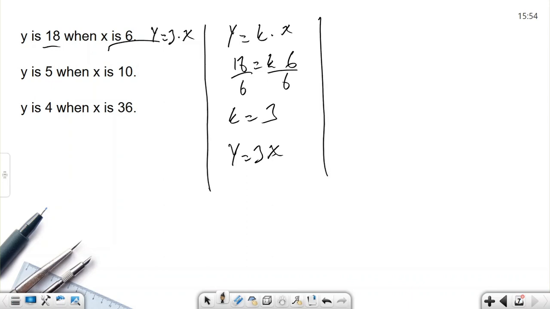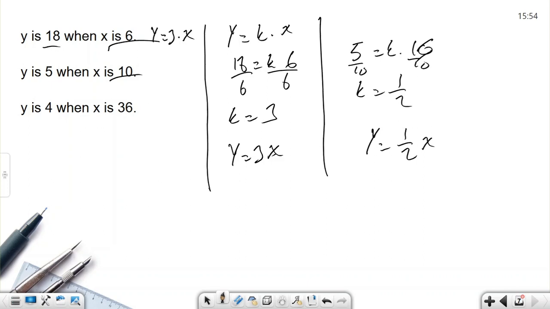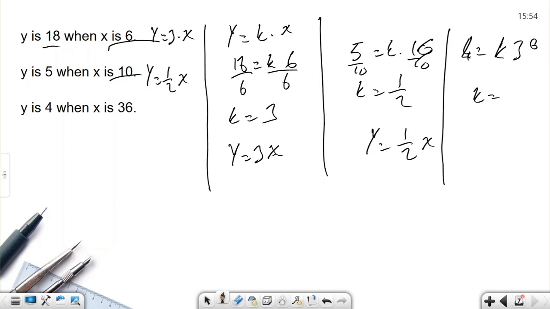For the second one, y is 5. I'm going to use the same rule. 5 equals k times x, and what is x? x is 10. So k equals 1 over 2. You can simplify by 10, so k equals 5 over 10, which equals 1 over 2. y equals 1 over 2 times x, or y equals 1 over 2x. And the last one, y is 4, x is 36. So 4 equals k times 36. So k equals 1 over 9. y equals 1 over 9 times x.